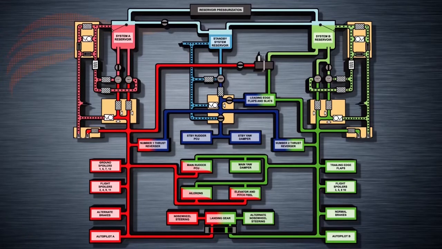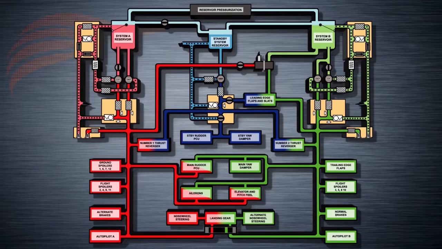Hydraulic system A powers the following components: the ailerons, elevator and elevator feel, the main rudder power control unit, two flight spoilers on each wing, the ground spoilers, alternate brakes, the engine number 1 thrust reverser, autopilot A, normal nose wheel steering, the landing gear, and the power transfer unit motor.